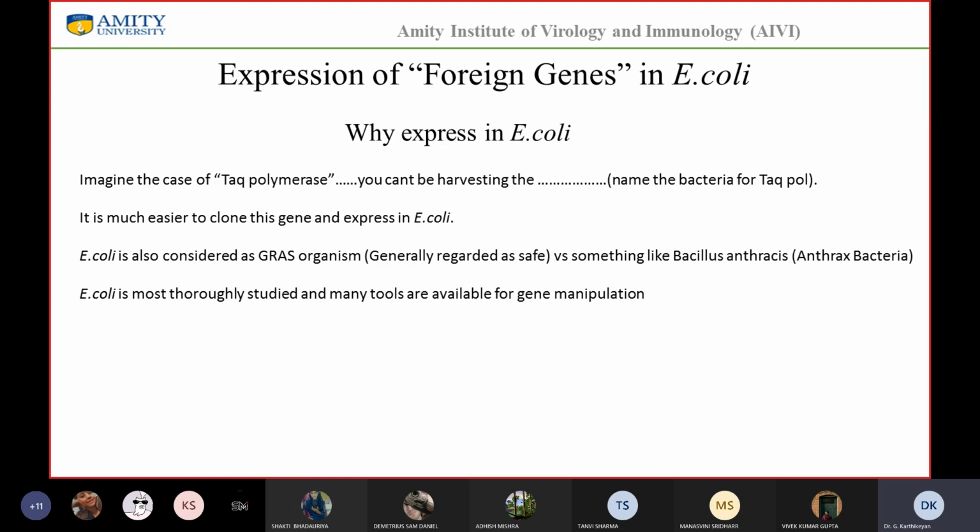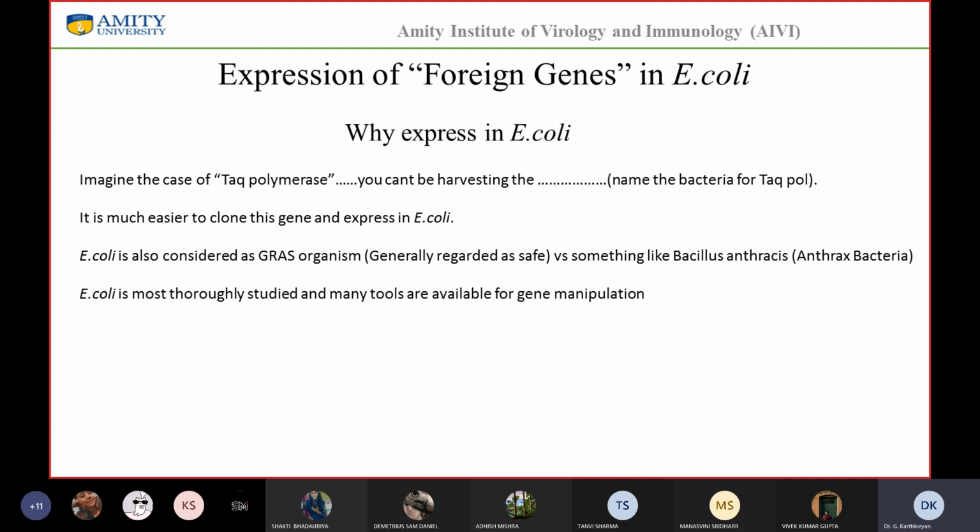E. coli is also considered generally regarded as safe. E. coli is considered a safe microorganism to work with, unlike something like Bacillus anthracis, the bacterium which causes anthrax. Would you like to work with anthrax bacteria? No, people will not. You need special training, special facilities, special infrastructure. But with E. coli, with a laminar flow hood and a clean room, you will be able to start working.